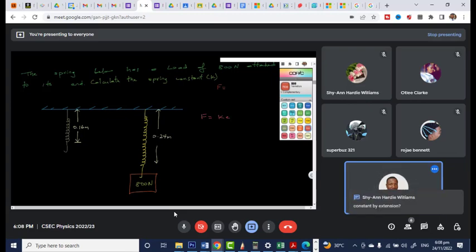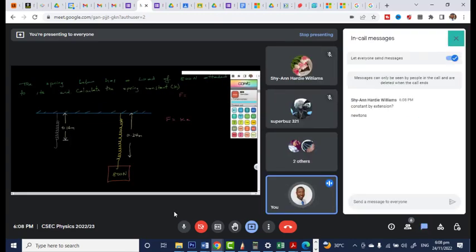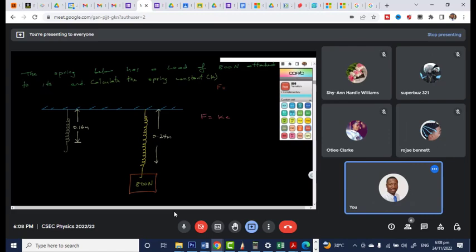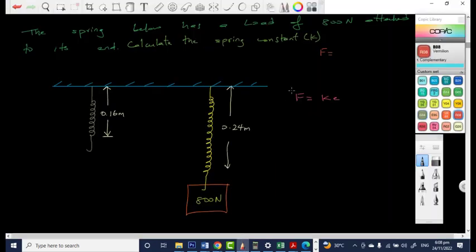What's the force? Constant by extension? No, what's the value of the force that is being applied to the spring? Based on the diagram, what's the value of the force being applied to the spring? It says 800 newtons. Right, 800 newtons. So the force F would be 800 newtons. And what's the extension?